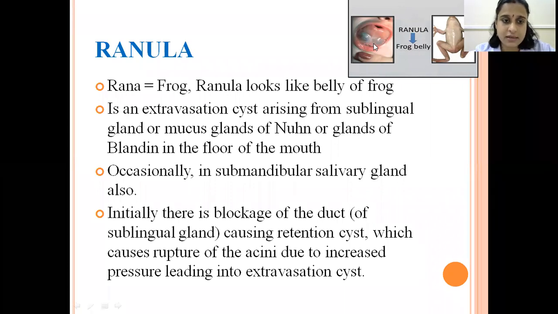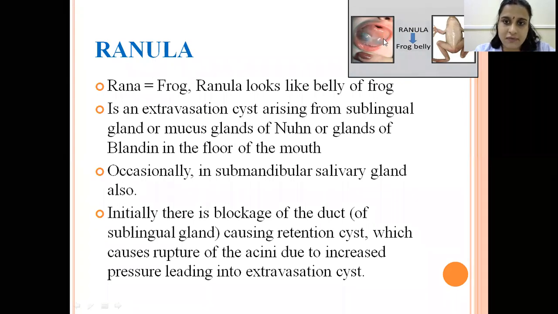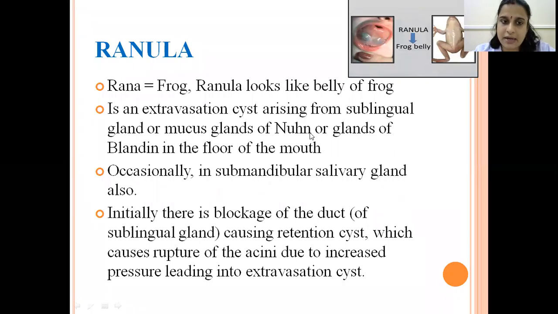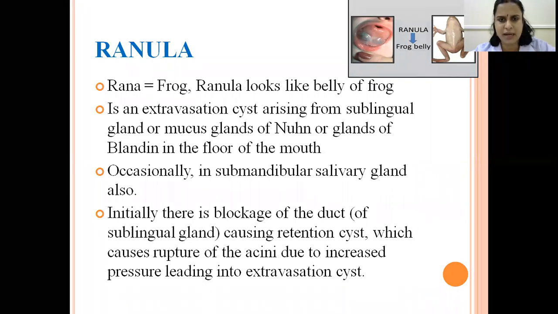So what is a ranula? It is an extravasation cyst arising mainly from the sublingual gland. It may also arise from the mucous glands of Nuhn or glands of Blandin in the floor of the mouth. So this ranula is in the floor of the mouth. It may arise either from the sublingual glands or the glands of Nuhn and glands of Blandin. Occasionally, it may also arise from the submandibular salivary gland. Mostly it is from the sublingual salivary gland, but it may very rarely arise from the submandibular salivary gland.